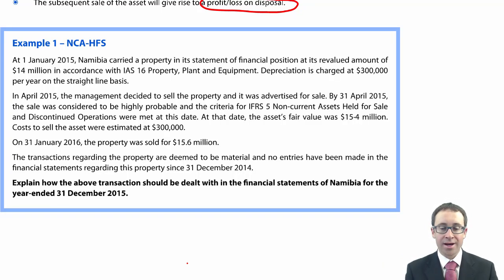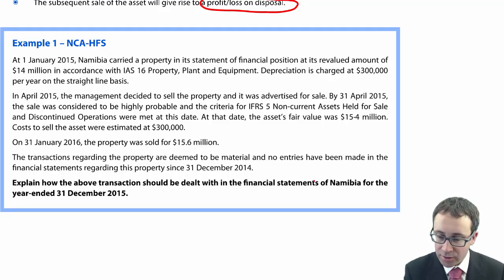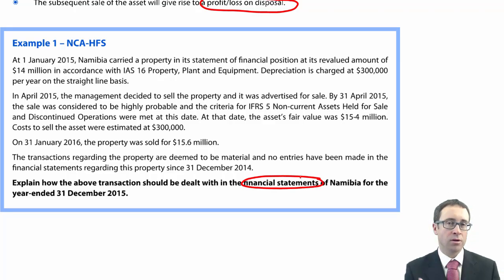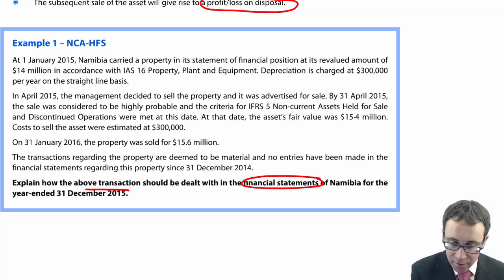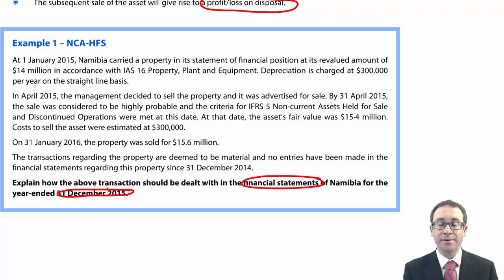The example goes through there and asks us to explain how the above transaction should be dealt with in the financial statements: statement of financial position, statement of profit or loss and other comprehensive income. And is it there for the year ended the 31st of December 2015? Okay. So what have we got?